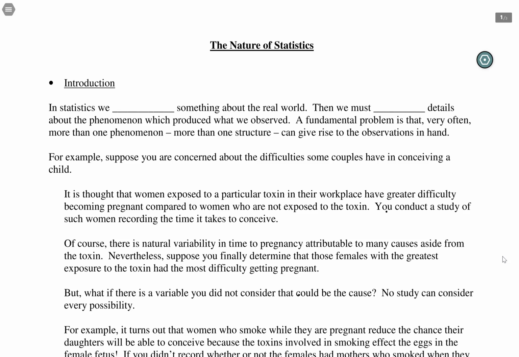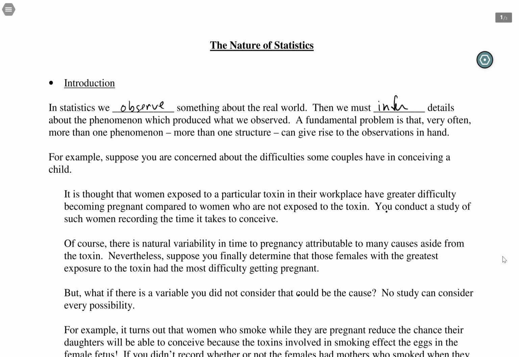But in statistics, what's going on is we observe something about the real world. Okay, so we have something about the real world, then we must infer the details about the phenomenon which produced what we observed. This idea of infer is important. Basically, it has the connotation that we are drawing conclusions based on partial information, and that's a common thing within statistics, the field of statistics.